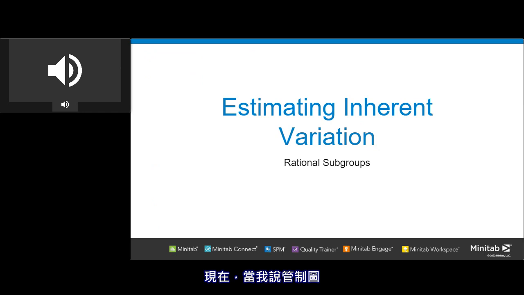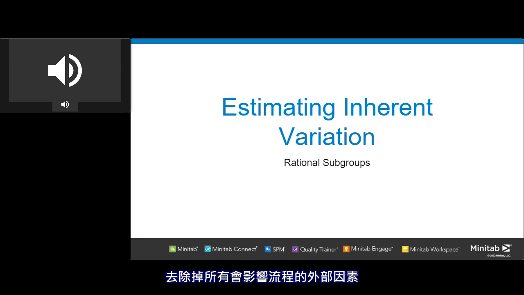Now, when I say control charts, in terms of how we decide what those upper and lower control limits are, those are determined by the normal variation, what's normal to see for a process. The way we estimate that inherent variation in a process is using something called rational subgroups. The idea behind rational subgroups is that you want to collect data to really estimate what the true variation of the process is.